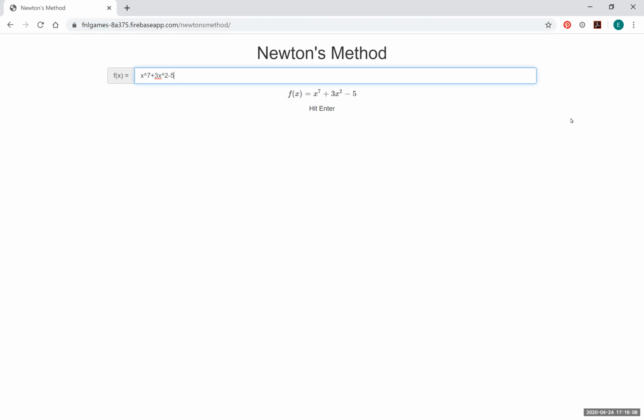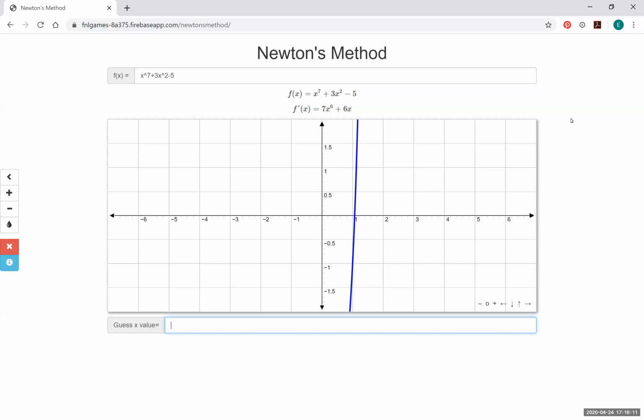So let's hit enter. And it provides us with the derivative of that function, because we know that's a big part of Newton's method, and also the graph of what we're looking at for the root there. You can see on the little graph that the root of this equation is somewhere around x equals 1. Down here on the bottom where it says to guess an x value, I'm going to start with x equals 1. And then when I press enter, behind the scenes, this is going to run Newton's method with that being our first guess, and then this function and this derivative up top. So press enter.